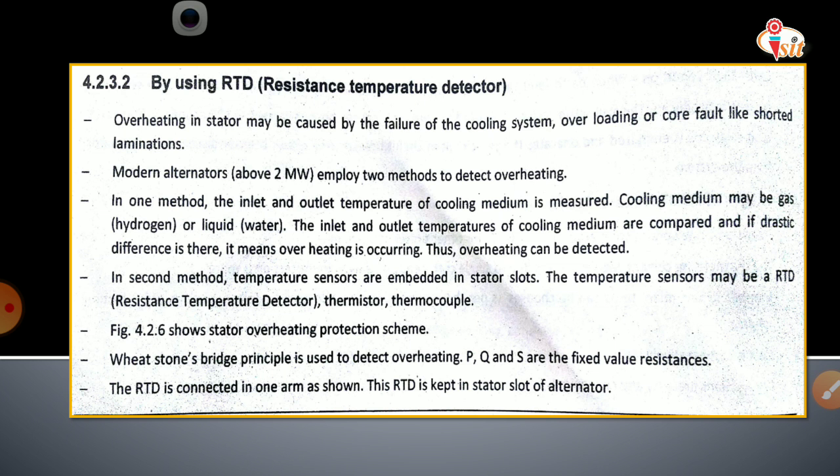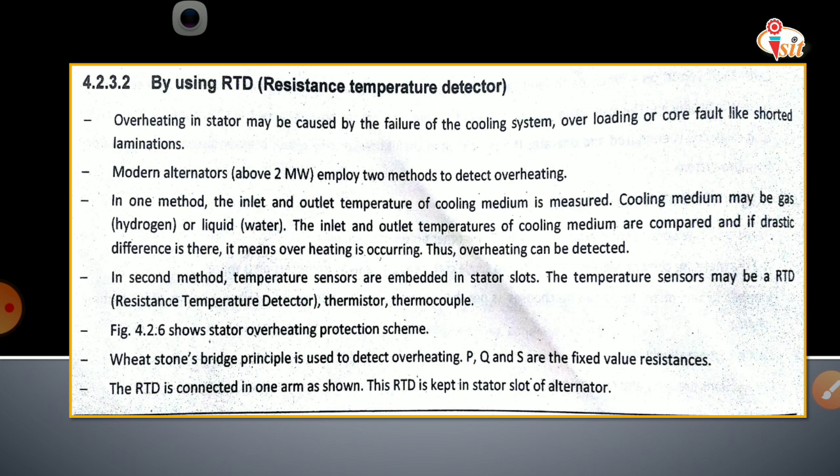In the RTD method, overheating in the stator may be caused by the failure of the cooling system, overloading, or core faults like shorted laminations. So modern alternators employ two methods to detect the overheating. In that, one method is what we have just seen, that is, the inlet and outlet temperature of the cooling system is measured, and the cooling medium may be gas or liquid. The inlet and outlet temperatures of the cooling medium are compared, and if there is a considerable difference, it means overheating is occurring and overheating can be detected.